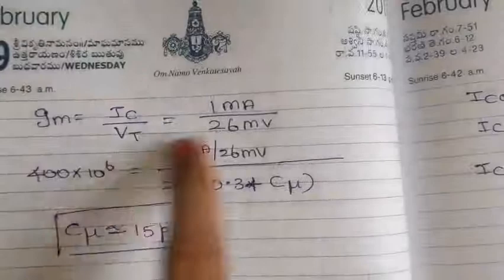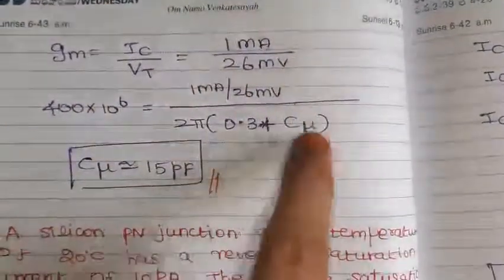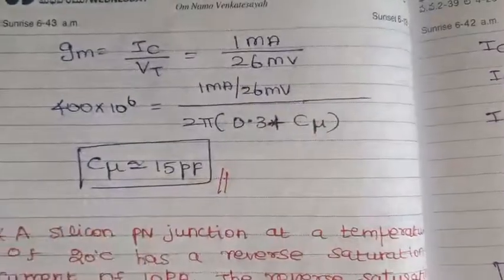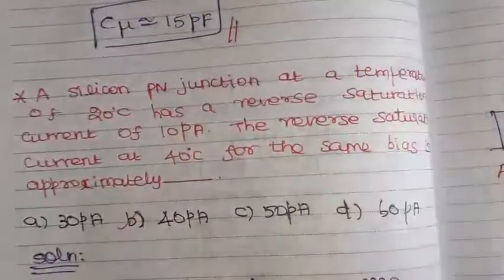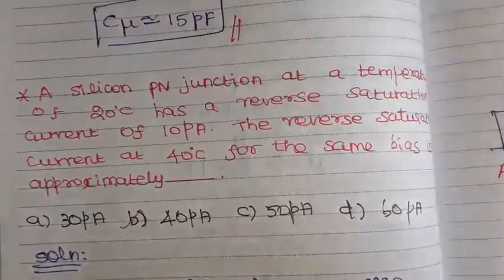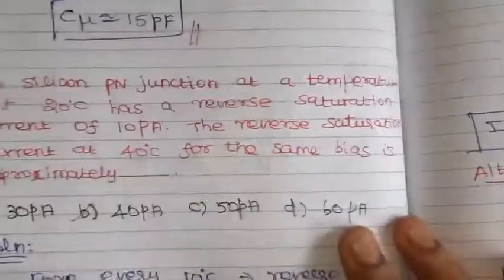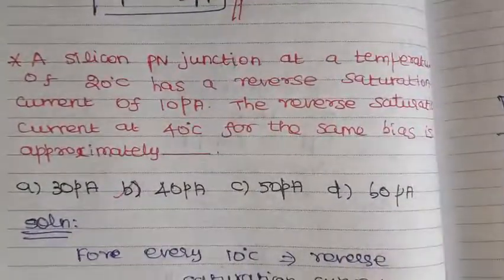As I said earlier, Gm is equal to IC by Vt, 1 milliamp by 26 millivolts. Then substitute in that formula, and we find C mu as 15 picofarad. Okay, all are direct questions only. What we should know is all the formulas. Just by direct substitution of all values in that formula, we can find out the answer.